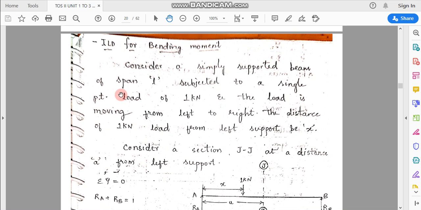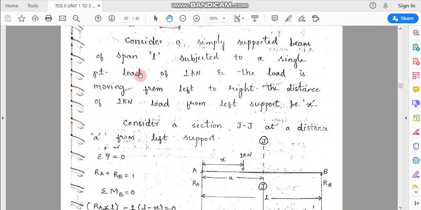So we'll go for the ILD for bending moment. Since we have seen shear force, now we'll go for the ILD for bending moment diagram. In case of ILD for bending moment, again we'll consider a 1 kilonewton load. And just to read out this one.